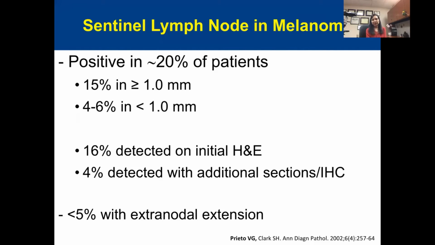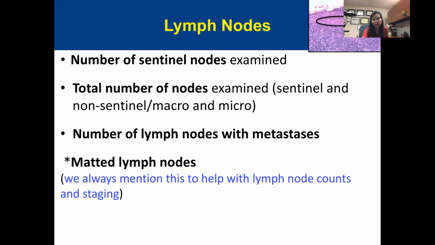Next one is just a little bit about sentinel lymph node. So in terms of sentinel lymph node positivity, approximately 20% of patients have a positive sentinel lymph node. And 50% of them have a tumor thickness of more than 1 millimeter. And another 5% or so have less than 1 millimeter, so that means T1 stage melanoma. And then 60% of those 20% positive cases are detected on initial H&E. And another 5% or so are detected on the deeper H&E or the immunoslides. And less than 5% of those positive cases show extranodal extension.